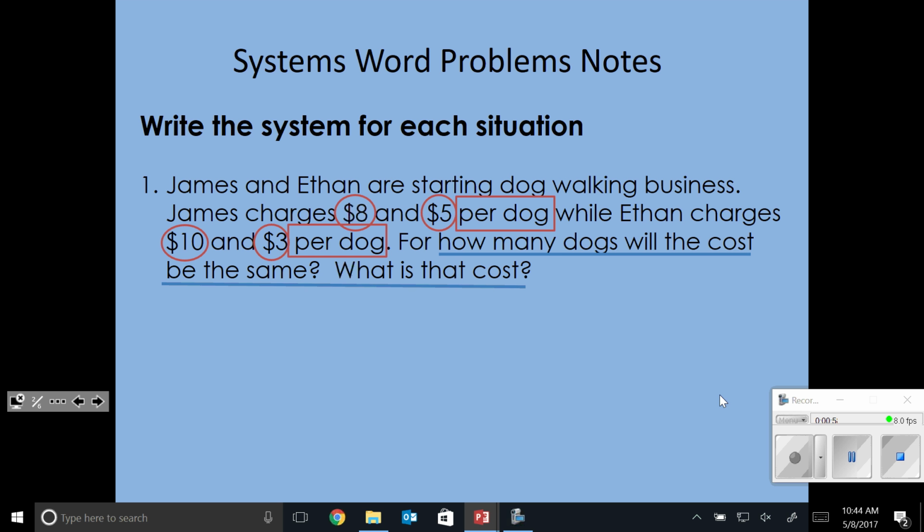So we know we have two situations. We're talking about James and we're talking about Ethan, but the main thing is we're talking about how many dogs and what the cost will be. So let's first set up what our letters are going to be in our equations. So we have dogs and cost, so let's let C equal the cost and the letter D equal dogs. So now let's use our highlighters.